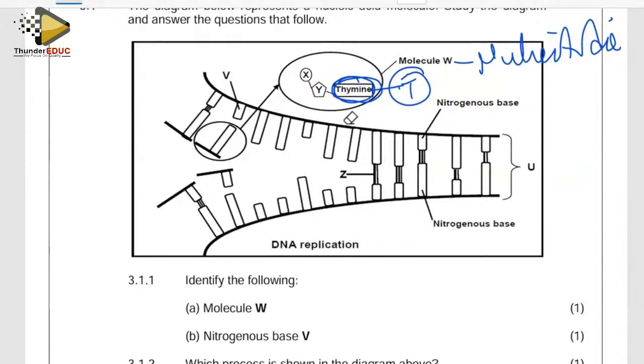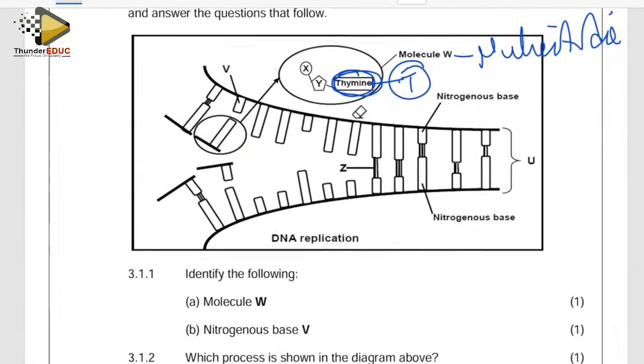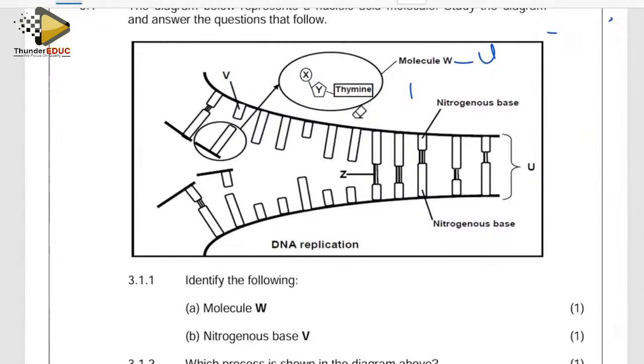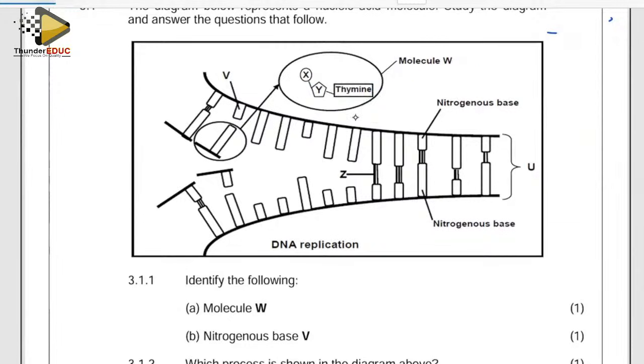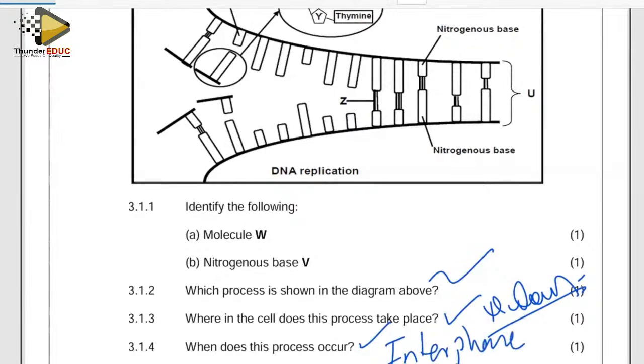And then they are saying that nitrogenous base V, which process is shown in the diagram above? DNA replication. Correct. And in which cell does this process take place? Where in the cell does this process take place? In the nucleus. When does this process occur? During interphase.